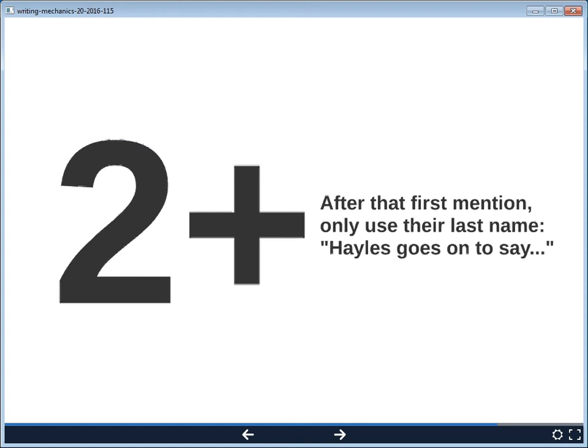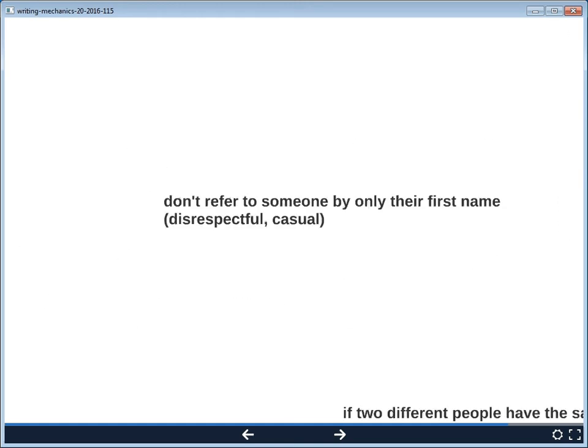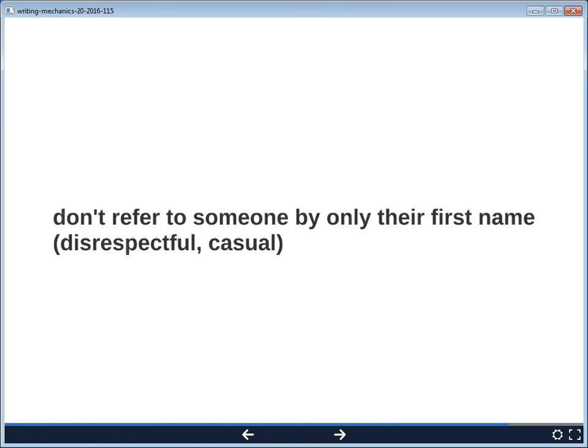Every time after that first mention, only use the person's last name. Hayles goes on to say, etc. So the first time, use their full name. After that, only use their last name. Never refer to someone by their first name. This seems too casual and seems too disrespectful.